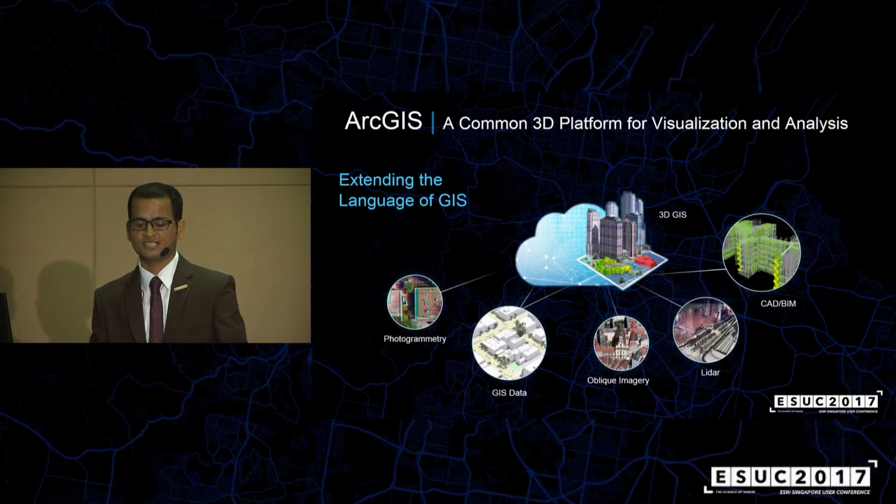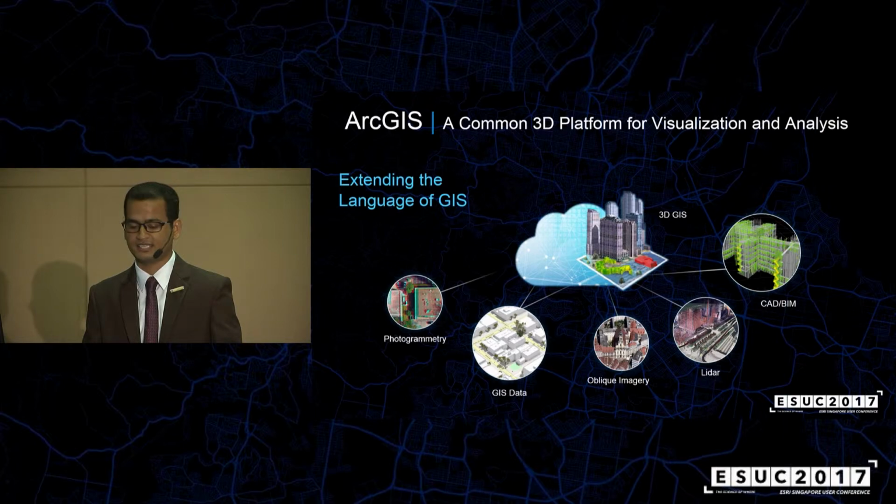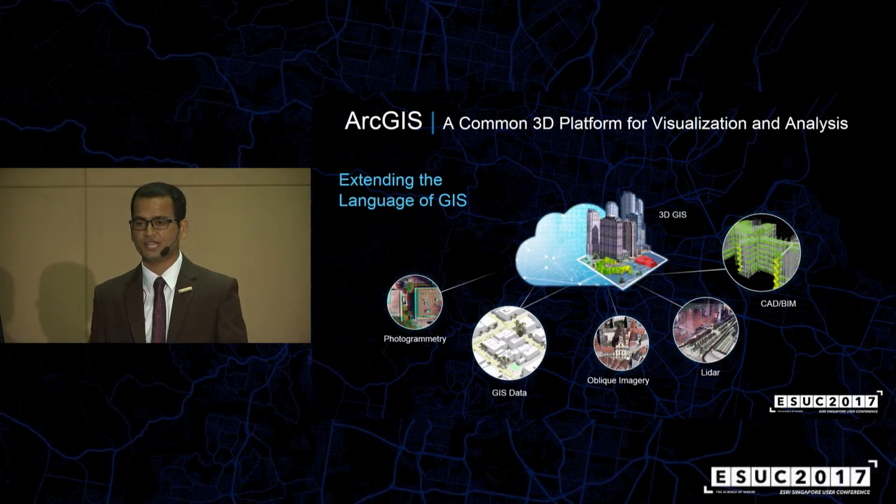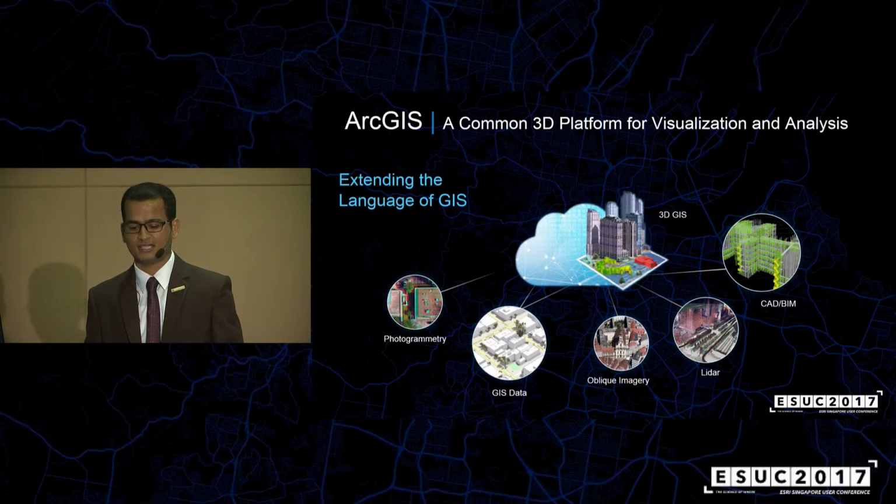Our work in 3D is also improving the capabilities for supporting 3D across the entire platform. In the 3D space, we now consider GIS as a common 3D platform for visualization and analytics. It brings in data from different sources, going from BIM and CAD into GIS, going from LiDAR into GIS. This is extending the language of maps into the language of 3D GIS work.